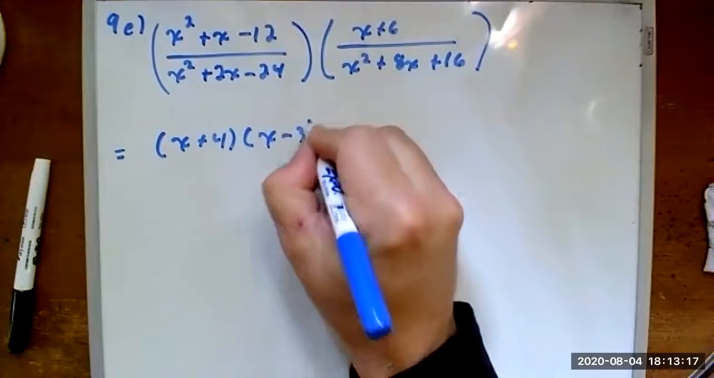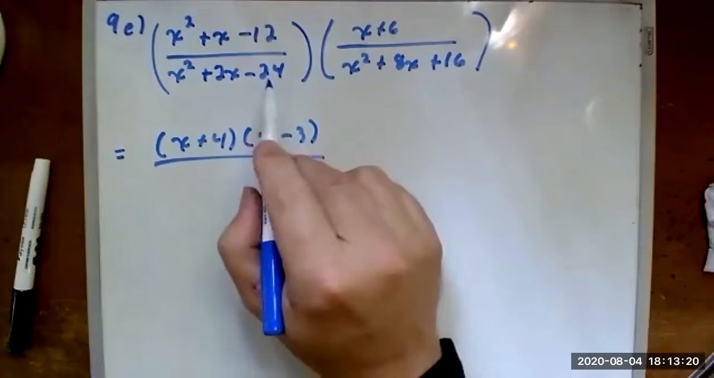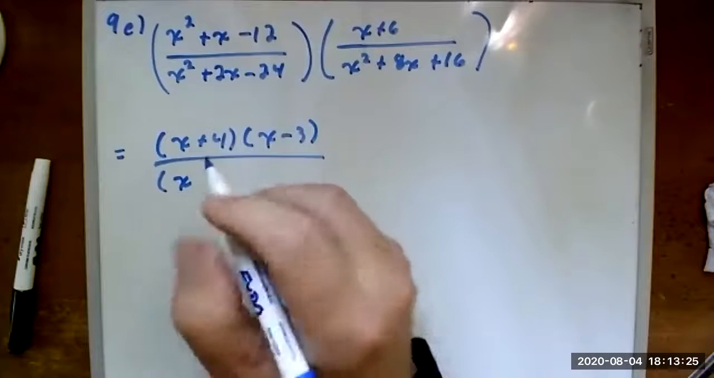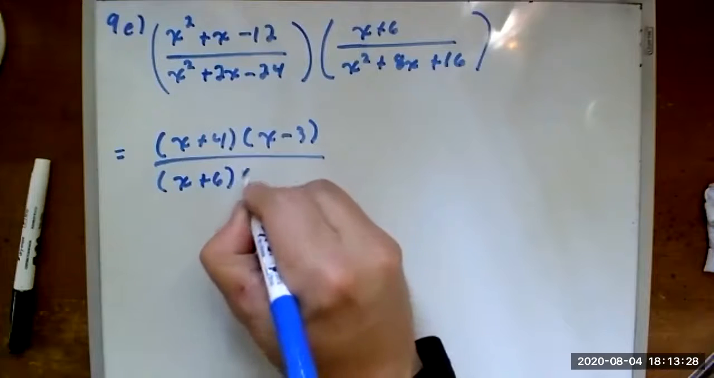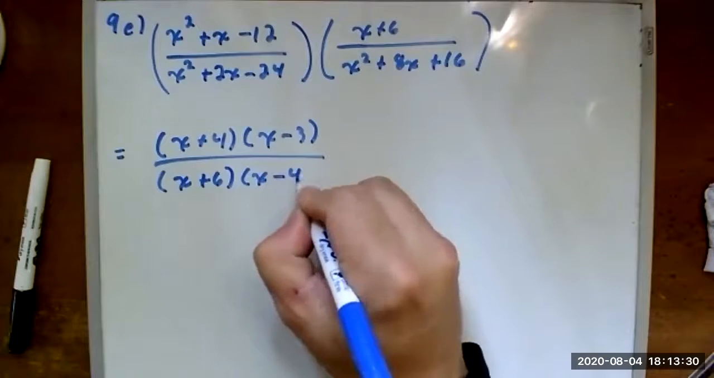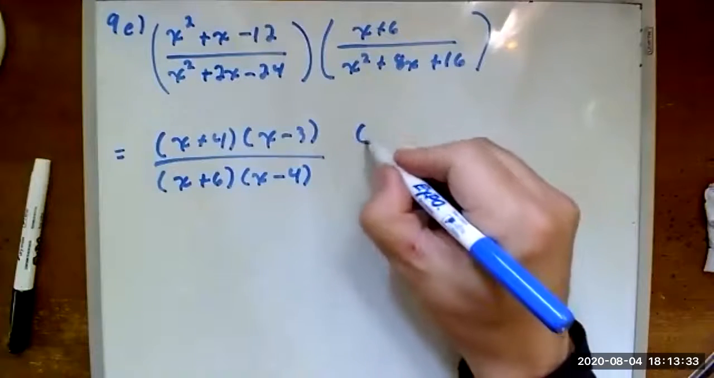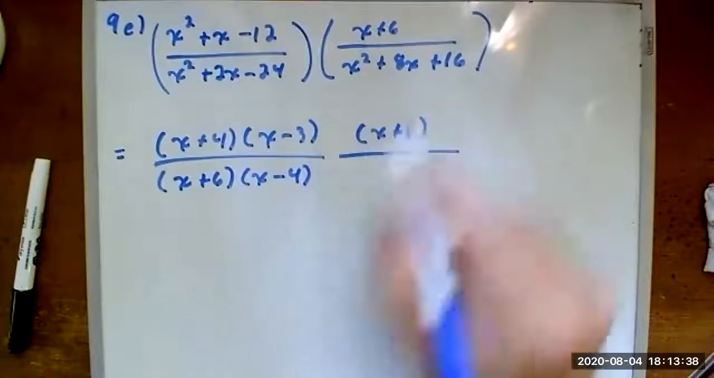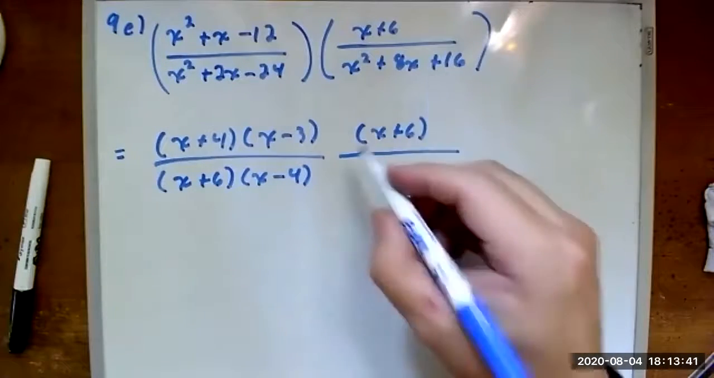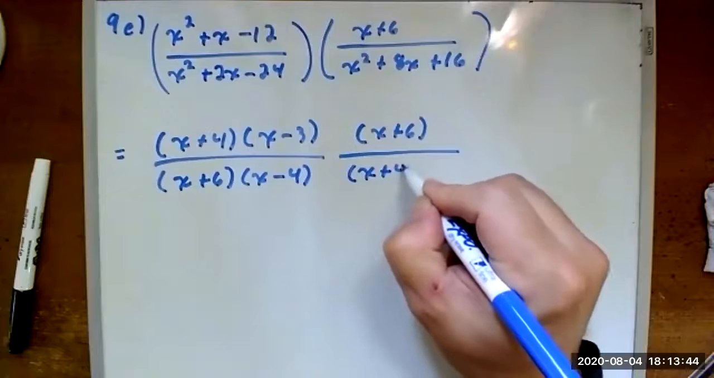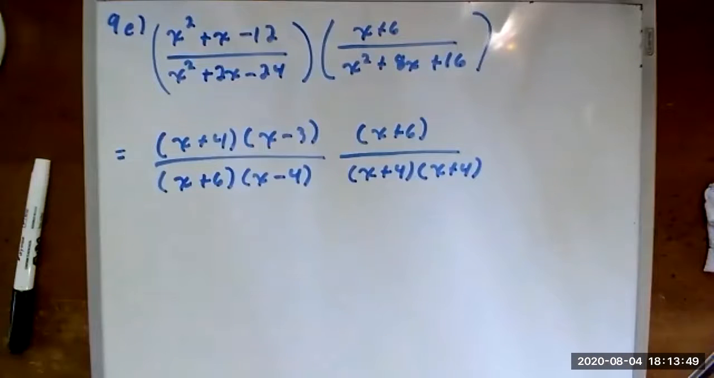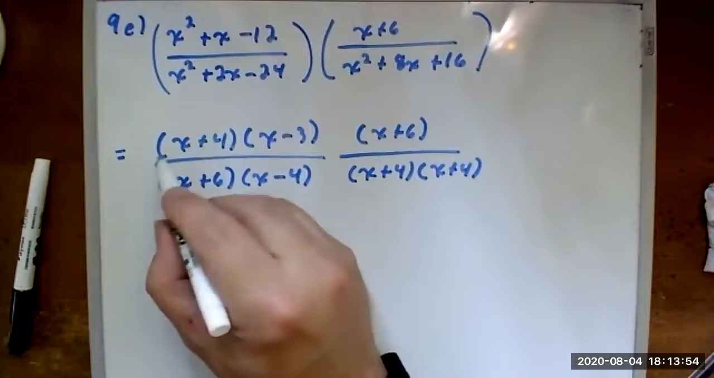What multiplies to make negative 12 but adds to make positive 1? The answers are x plus 4, x minus 3. What multiplies to make negative 24 but adds to make positive 2? The answer there is x plus 6, x minus 4. x plus 6 doesn't factor. It's all on its own up top. On the bottom, what multiplies to make positive 16 but adds to make positive 8? The answers are x plus 4 and x plus 4.